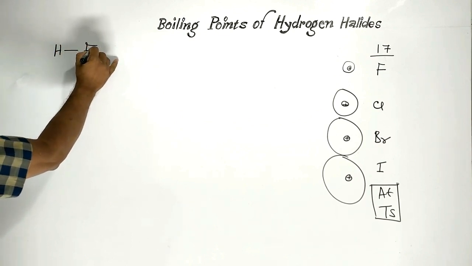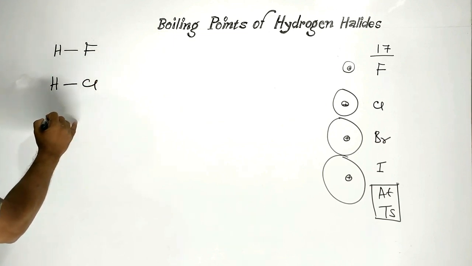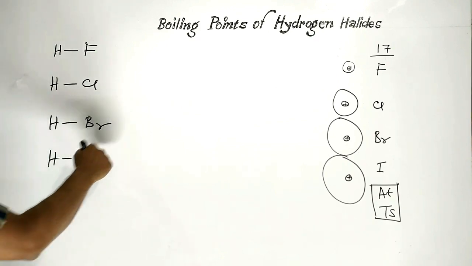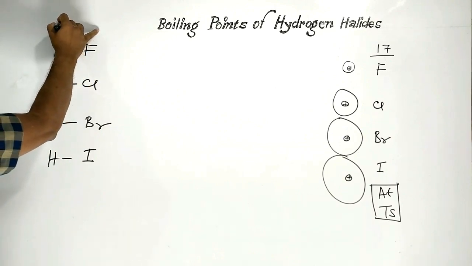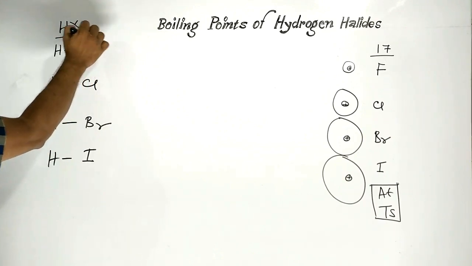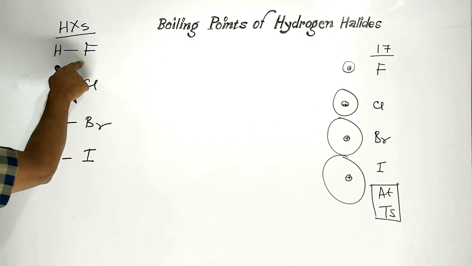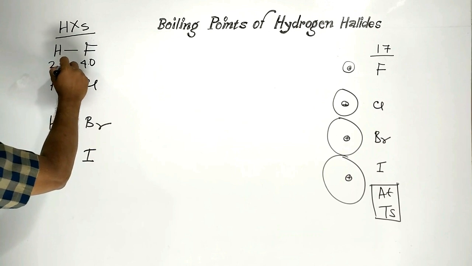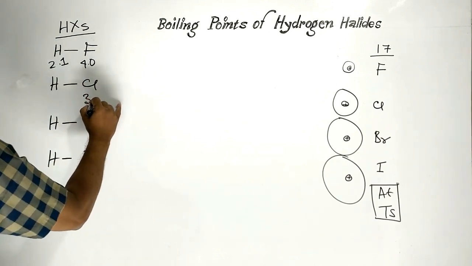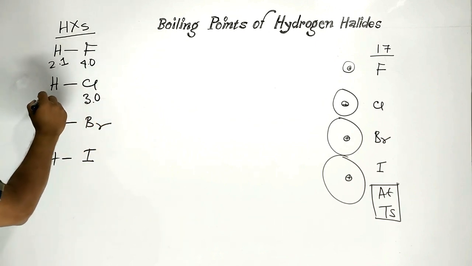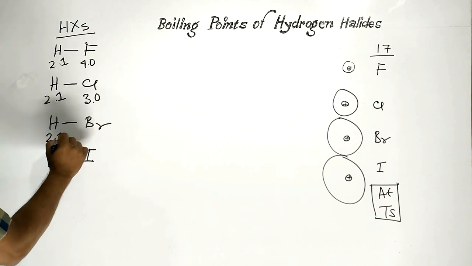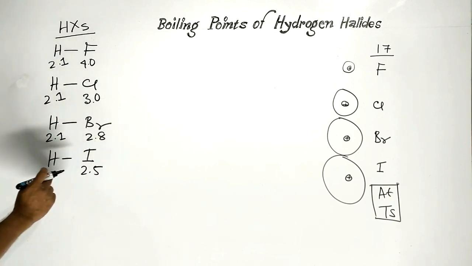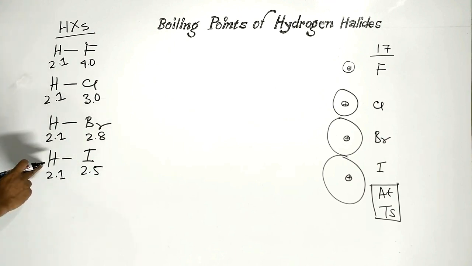Hydrogen fluoride, hydrogen chloride, hydrogen bromide, hydrogen iodide: hydrogen halides. Here, electronegativity of fluorine is 4.0 and this is 2.1 for hydrogen. Electronegativity of chlorine is 3.0, bromine is 2.8, and electronegativity of iodine is 2.5, and this is 2.1 for hydrogen.